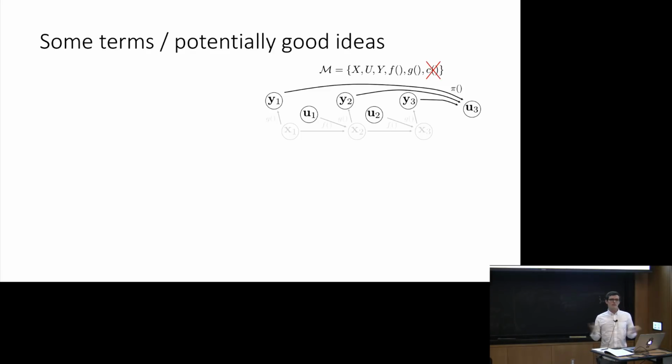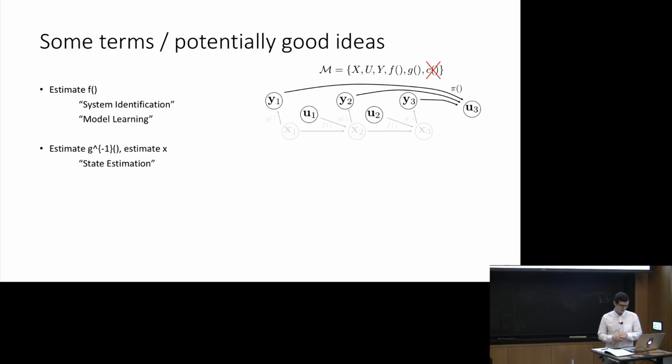So what are some things that might be good ideas to try given how hard some of this stuff is? Let's just throw some terms out there. One is you might want to try and estimate F. That might be useful, and that is what we call system identification, or you can also call it model learning. It might also be a good idea to try and estimate the observation function and try and estimate X. And we call that state estimation. You've probably heard that term.